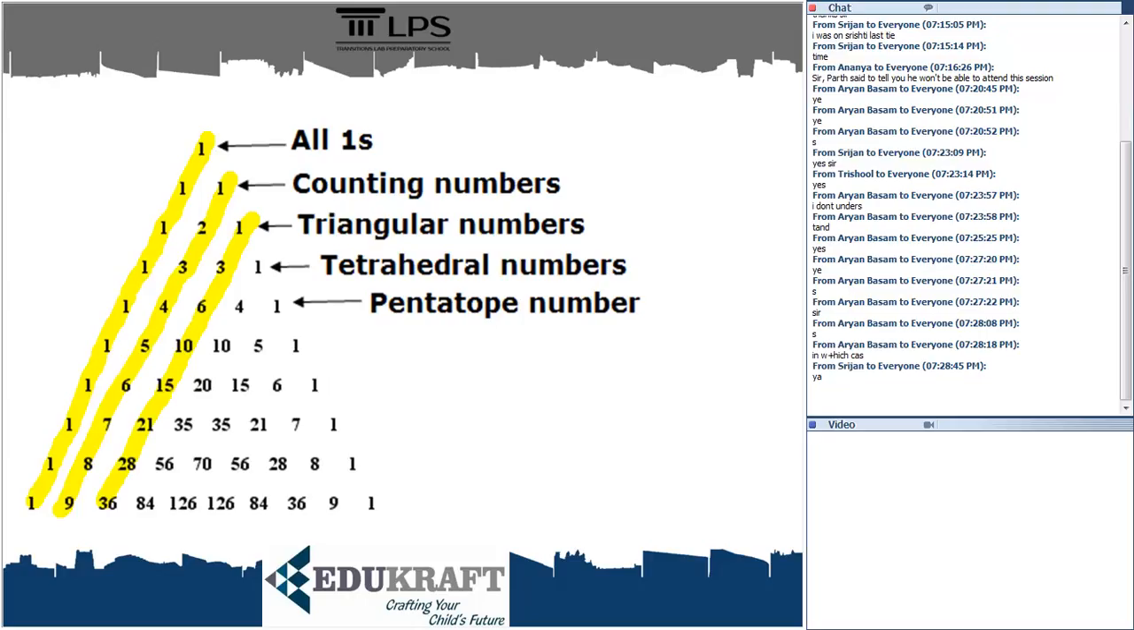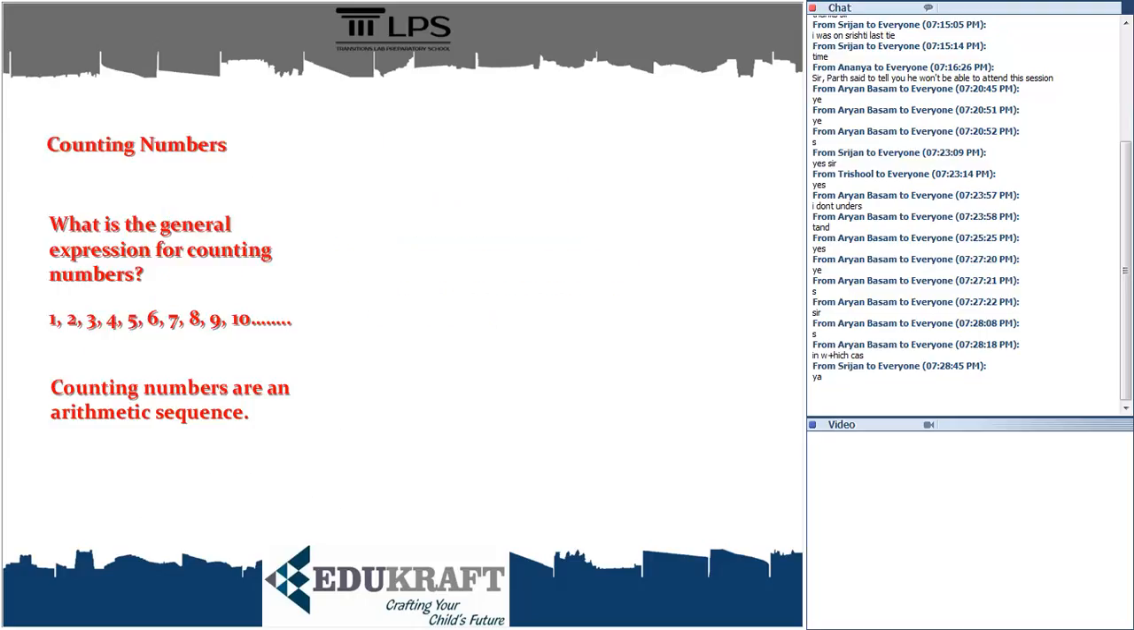Okay, let us look at this interesting number sequence which is called the triangular numbers. We know that counting numbers are 1, 2, 3, 4, 5, 6, 7, 8, 9, 10. Counting numbers are an arithmetic sequence because there is a common difference between these numbers. 2 minus 1 is 1, 3 minus 2 is 1, 4 minus 3 is 1, 5 minus 4 is 1, and so on and so forth. If the first term is 1, the common difference is 1, un is equal to 1 plus n minus 1 d. So the general expression for counting numbers is un is equal to n.